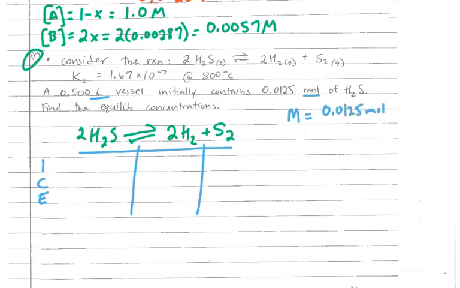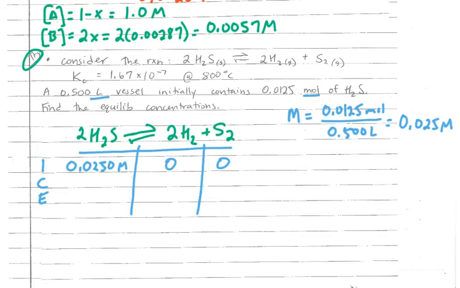0.0125 moles per 0.500 liters equals a concentration of 0.025 molar. And I should carry that out one more significant figure. 0.0250 molar, technically. All right, it doesn't mention anything about any products being present. So we only have reactants, no products.